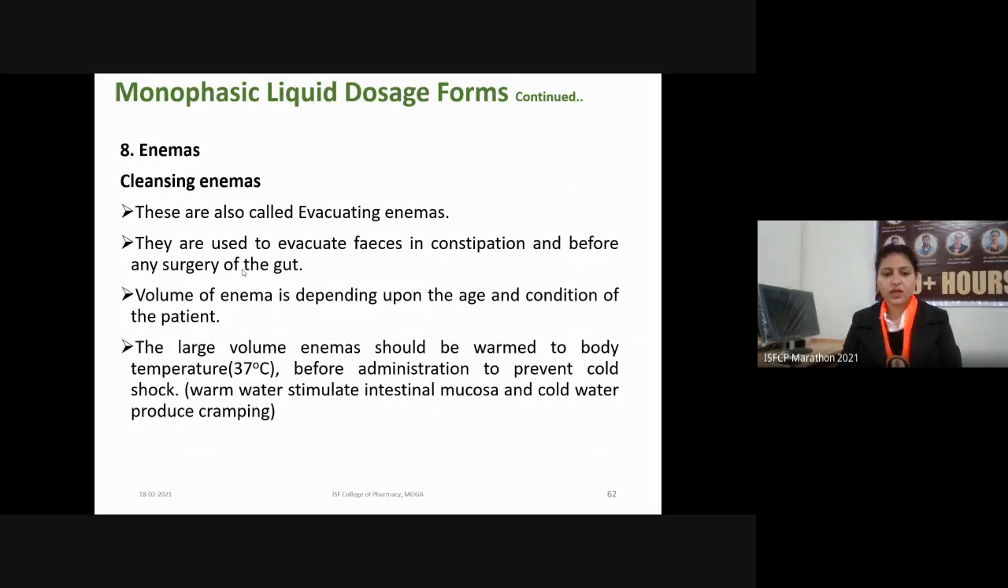The volume of enemas depends upon the age and the condition of the patient. As I already told you, large volume enemas should be warmed to body temperature, that is 37 degrees Celsius, before administration. This is done to prevent cold shock. Warm water will stimulate intestinal mucosa and cold water will produce cramping. So we have to warm the water before we use it.